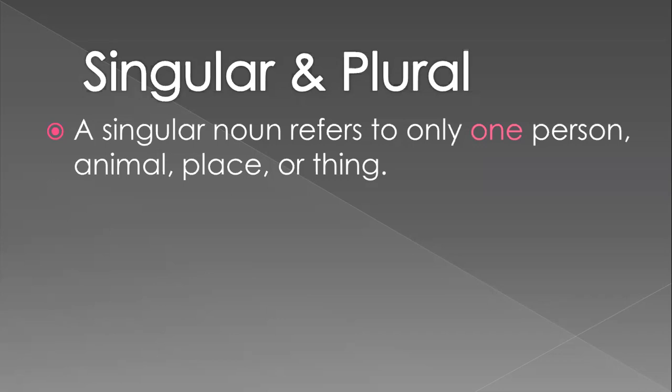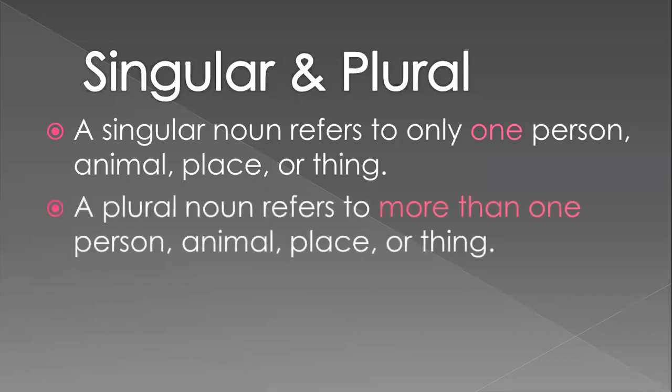When it comes to singular and plural, a singular noun always refers to only one person, animal, place, or thing, whereas a plural noun usually refers to more than one person, animal, place, or thing, which basically means singular equals one, whereas plural equals more than one.